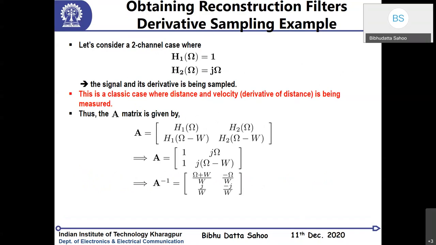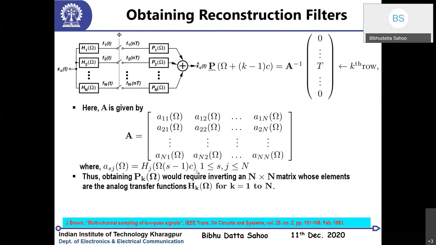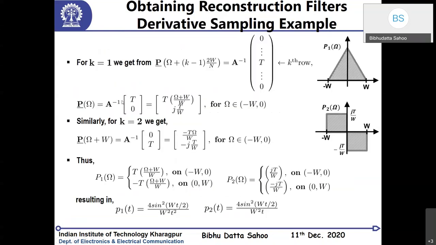Okay, so now the A matrix is given by this expression and A inverse is given by this over here. There is nothing fancy here. H1(omega) is 1, H1(omega minus W) is also 1, H2(omega) is j omega, H2(omega minus W) is j(omega minus W). Okay, because each of the elements is H(omega + (s-1)C). Now, there are two regions because it is a two-channel case. The regions are from minus W to 0 and 0 to W. That is the band limited range.